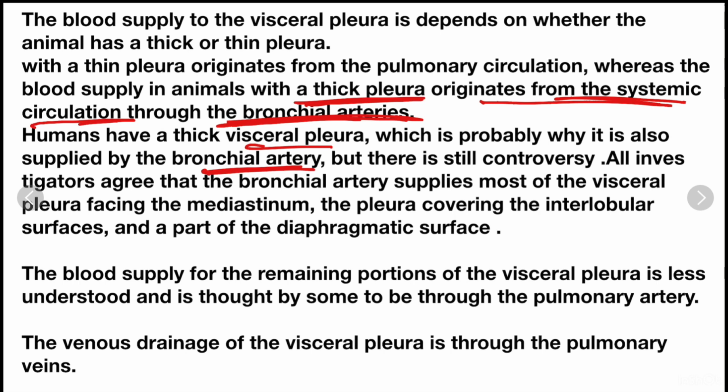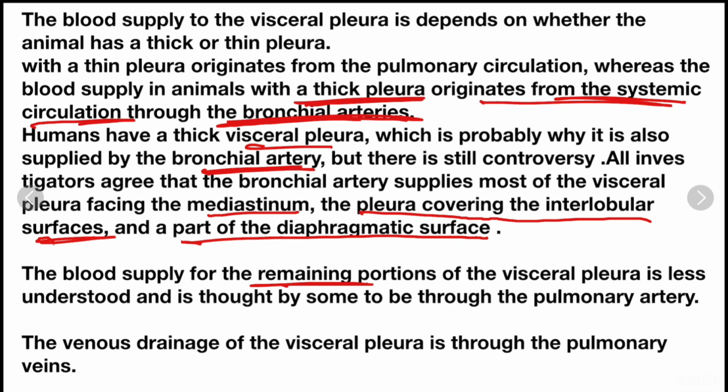But there is still controversy. All investigators agree that the bronchial artery supplies most of the visceral pleura facing the mediastinum, the pleura covering the interlobular surfaces and part of the diaphragmatic surface. The blood supply of the remaining portion of the visceral pleura is less understood and it is thought to be supplied somewhere by the pulmonary artery. Only in a few parts it is supplied by the pulmonary artery. In all the rest of the parts it is supplied by the bronchial artery. Visceral pleura is supplied by the bronchial artery while parietal pleura is supplied by the systemic circulation.